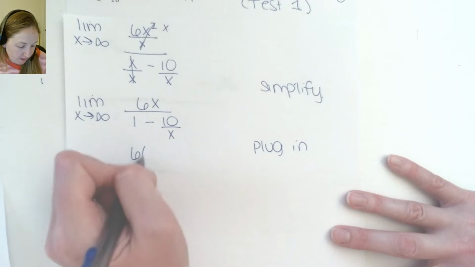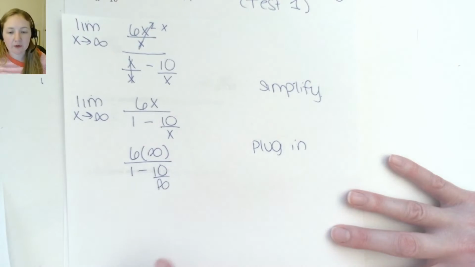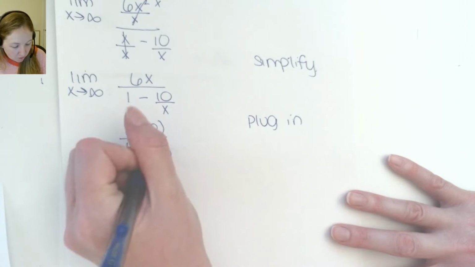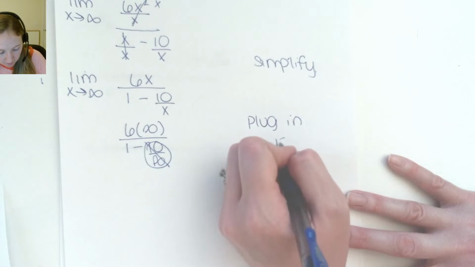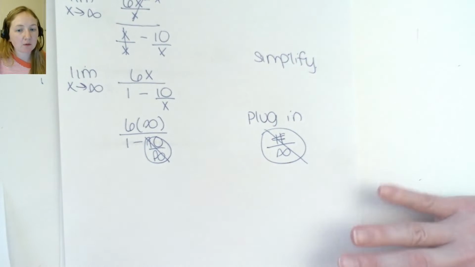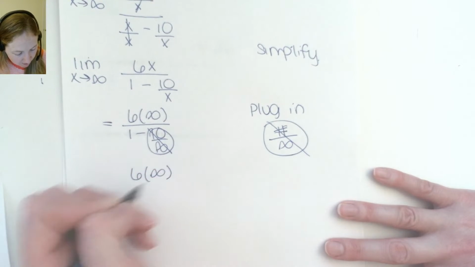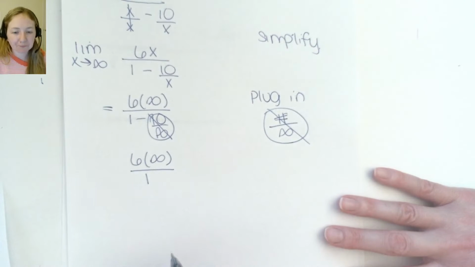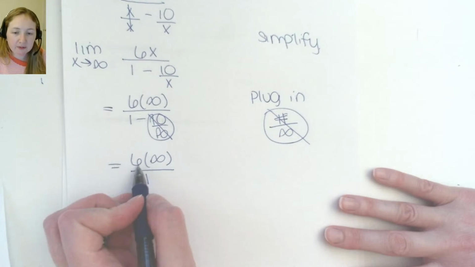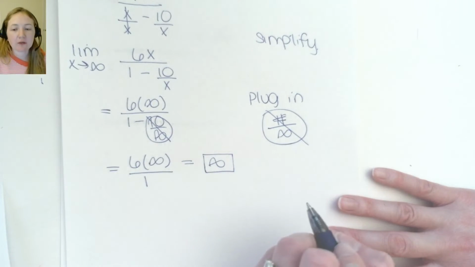So we would have 6 times infinity over 1 minus 10 over infinity. This 10 over infinity goes to 0. Again, if you have a number over infinity, that does go to 0 because it's a big number in the denominator. So this is going to give us 6 times infinity over just 1. And if you take a positive 6 times a positive infinity, that will simply give you infinity.